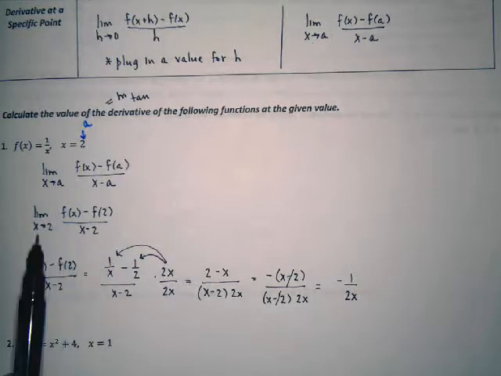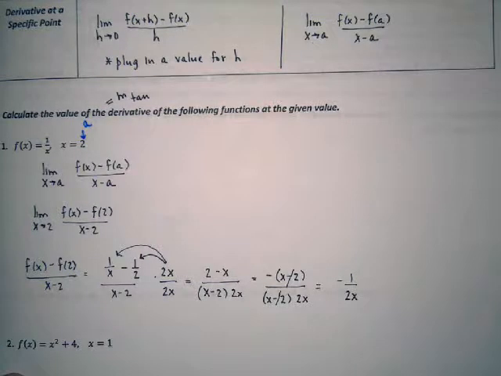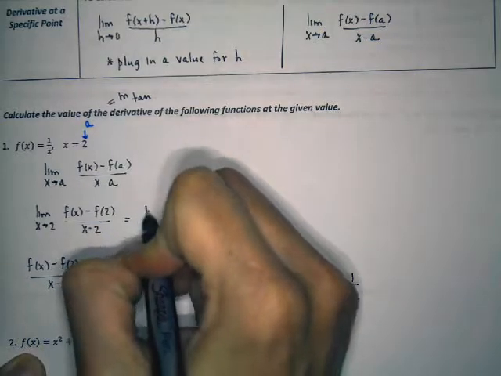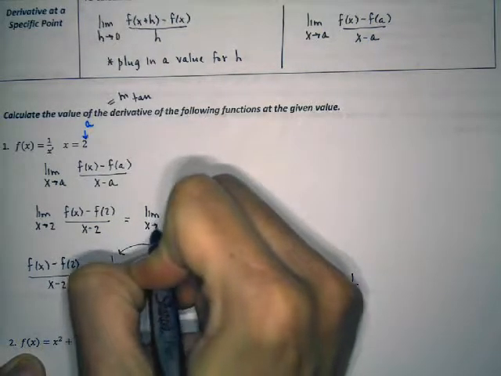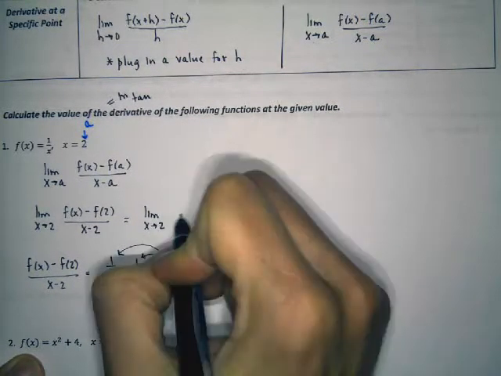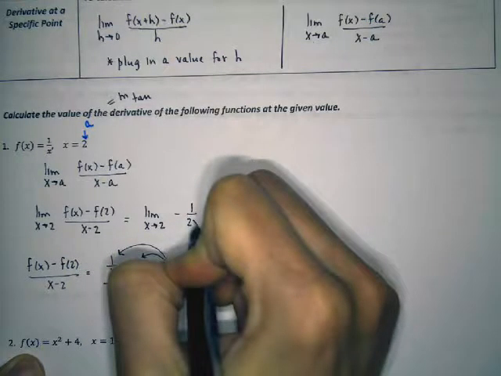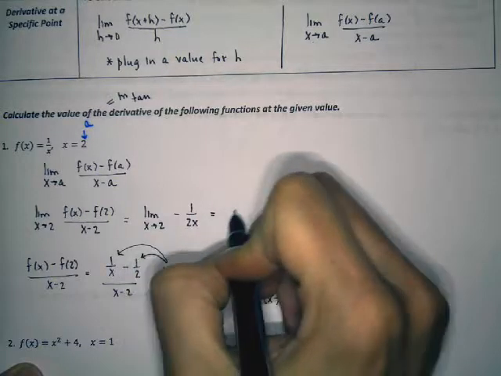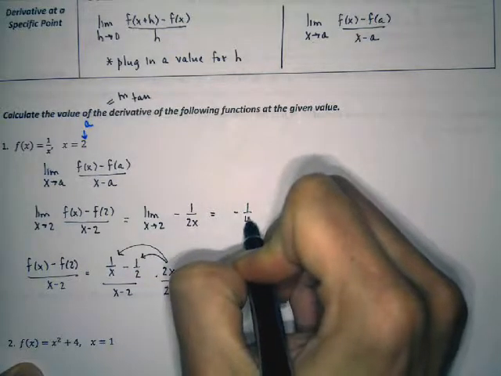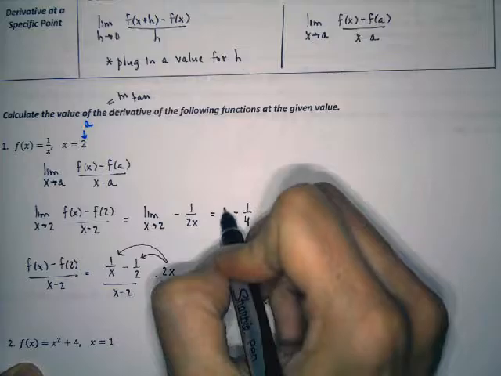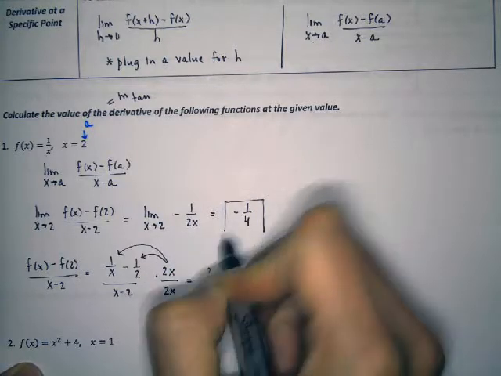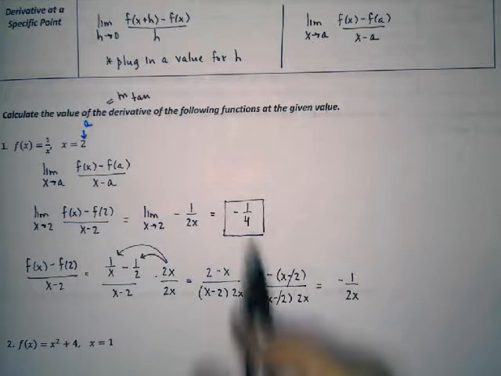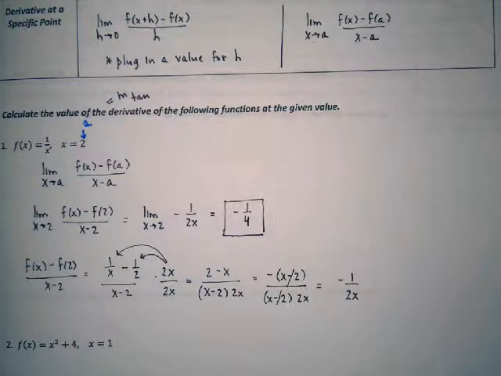So now we go back. Remember, we have to take the limit here since we're finding that derivative or slope of the tangent. I'm going to go back up here and take the limit as x approaches 2 of negative 1 over 2x. Now my limit rules say I can just plug in 2 and I get negative 1/4. So that tells me the derivative of f of x equals 1 over x when x equals 2 is negative 1/4.